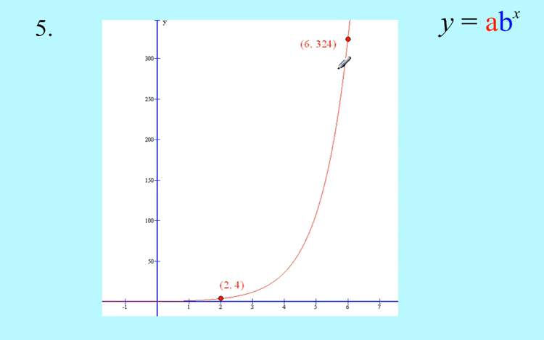You need to know both. So 324 divided by 4, that's 81. 32 divided by 4 is 8, and that's 1. So it looks like my multiplier is 81, but it goes from 2 all the way to 6. I'm looking at these numbers here.